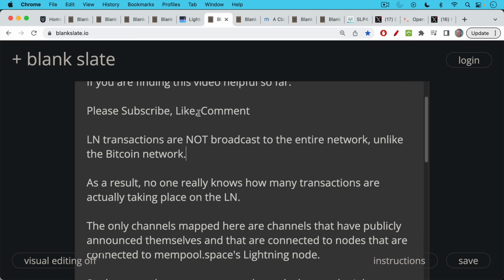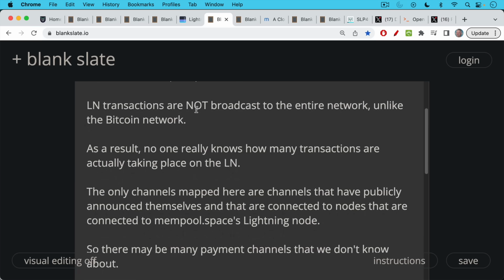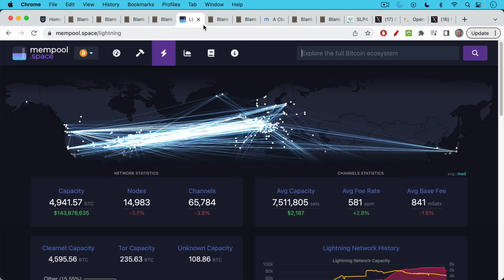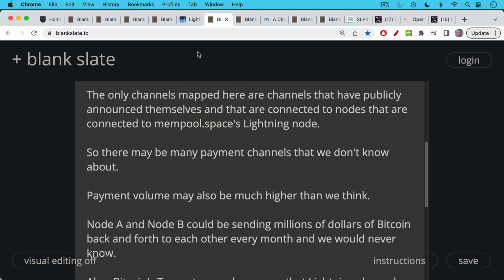The only channels mapped out that we just saw in that live diagram are the channels that have publicly announced themselves and that are connected to nodes that are connected to mempool.space's Lightning node. We can see this was put out by mempool.space. So there may actually be many, many other payment channels that we don't know about that aren't visible on this map. And payment volume and money locked up on the Lightning Network may also be much higher than we think.